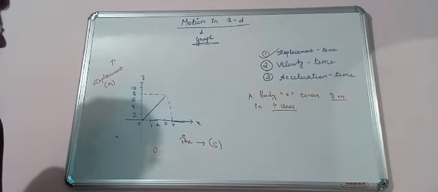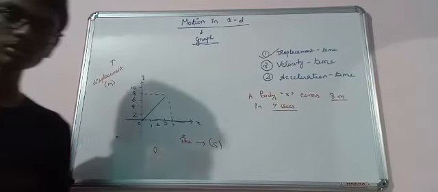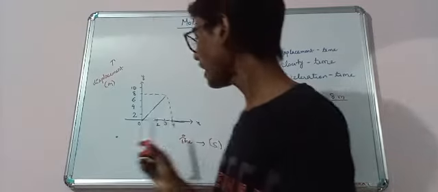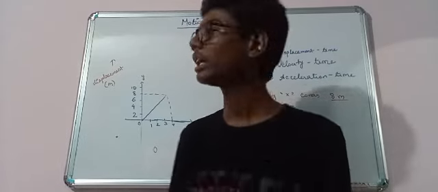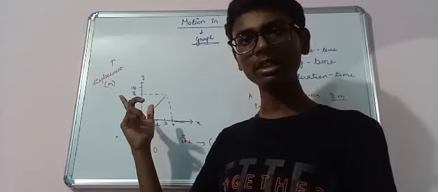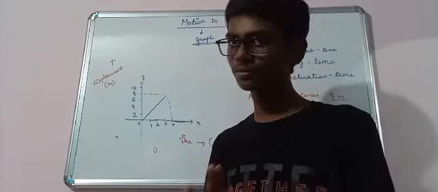So I'm just changing the statement. 8 meter in 4 seconds. The body covers 8 meter in 4 seconds. Same thing. There I have told you 16 meter in 6 seconds. Here I am telling you 8 meter in 4 seconds. Done?